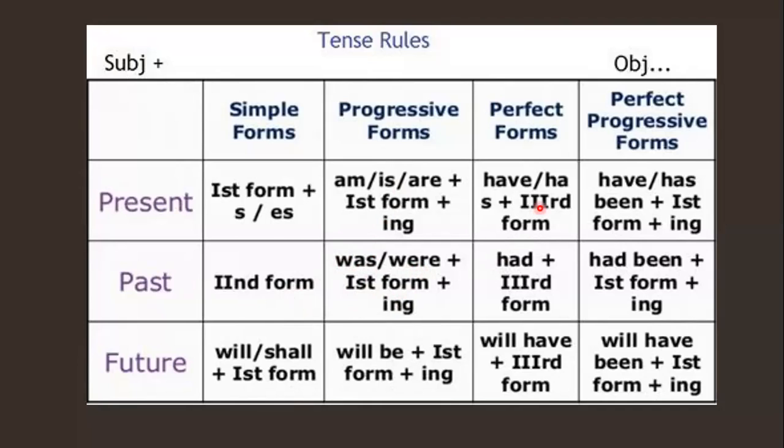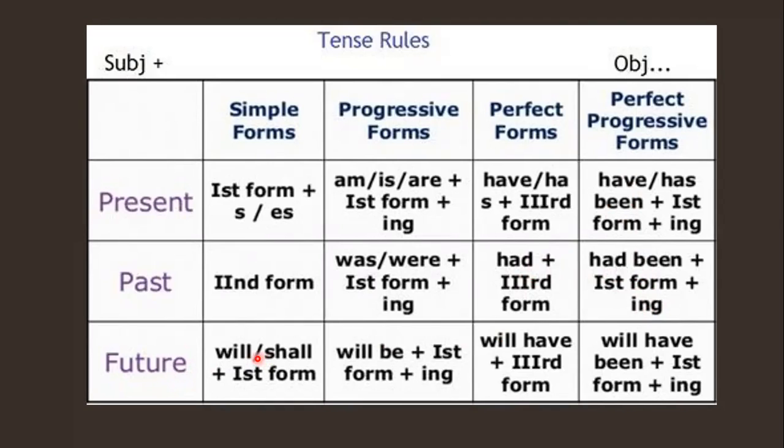Okay, then the perfect form. Perfect form is so simple, because it's only had with the third form. Whether it's I, we, he, she, it's always with the had. Now the past progressive form has always had been with the first form and ing. Again, there is no confusion for have and has. It's very simple. Had been with the first form of the verb and ing.